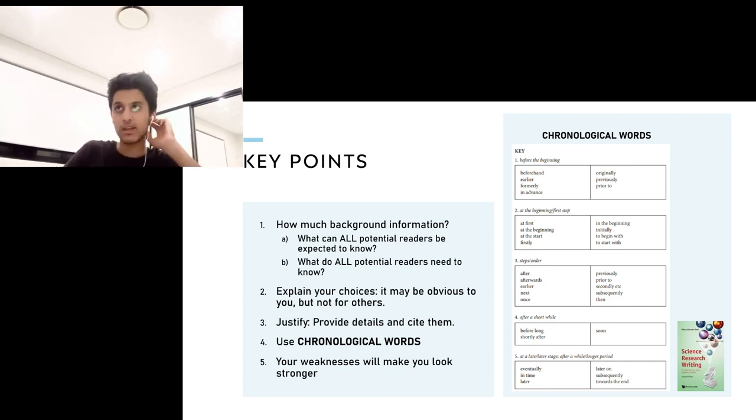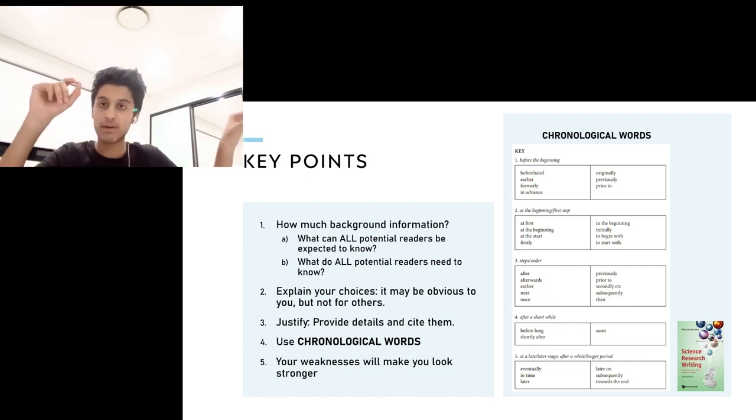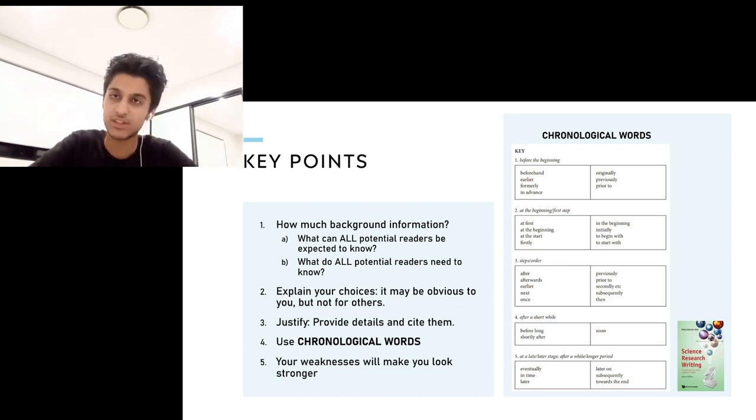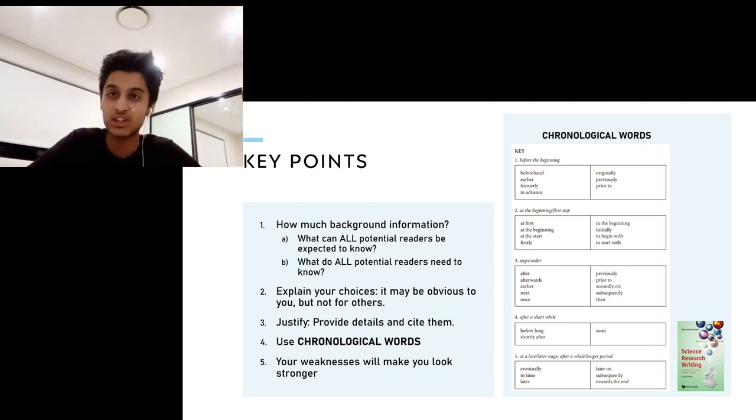Okay, now your weaknesses will make you look stronger. The last point. If there are any problems in your method or limitations, it's good to include them, because you can refer back to those in your discussion and talk about them. That becomes a talking point for discussions. And in many cases, if you don't have enough resources, or if you're limited, people might use that as a direction for their research. They can do your research with a more valid method, and that can shape their research, right?